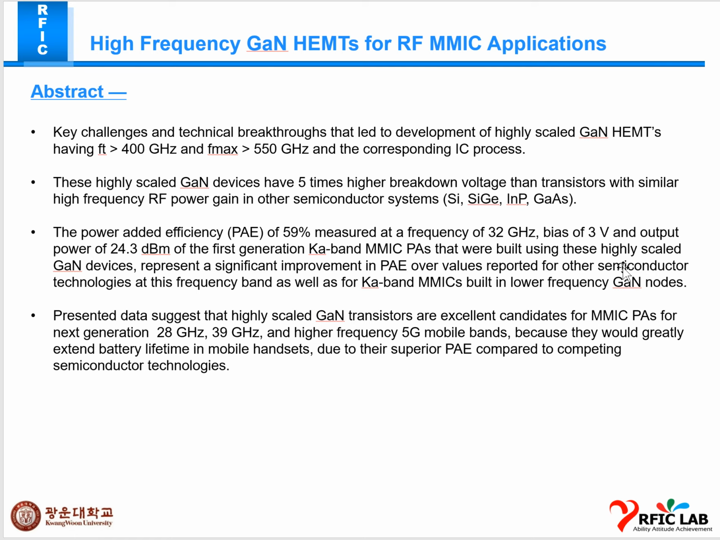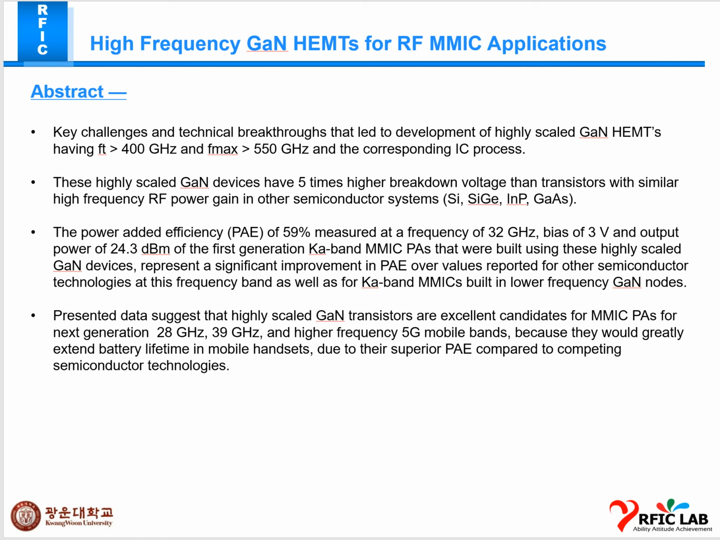and the corresponding IC process. Highly scaled GaN devices have 5 times higher breakdown voltage than transistors in other semiconductor systems such as Si, Ge, and InGaAs having similar high frequency RF power gain. The first generation of Ka band MMICs were built using highly scaled GaN devices and represent a significant improvement in PAE over values reported for other semiconductor technology.